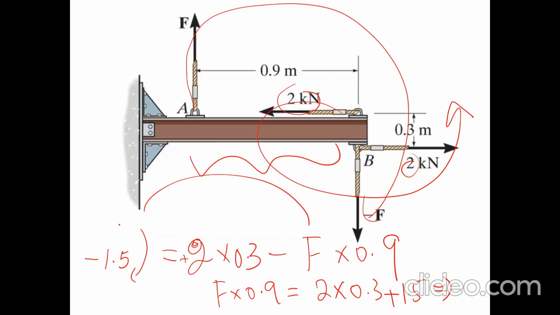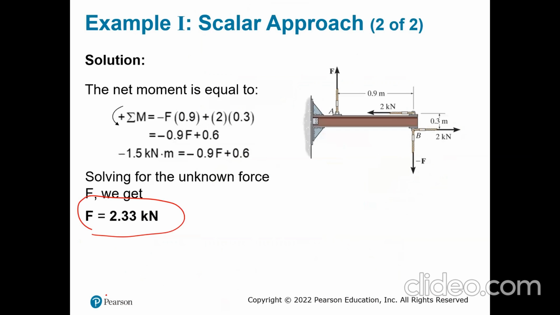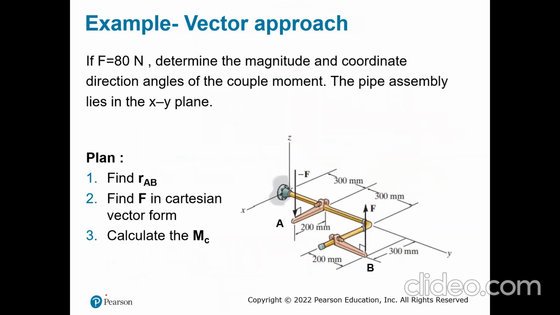So it was simple. We just get the addition of the moments knowing the resultant. That's the scalar approach. Let's look into the vector approach. They're given that the force equals 80 Newton, and you're going to find the moment of the couple. So let's look into this example.